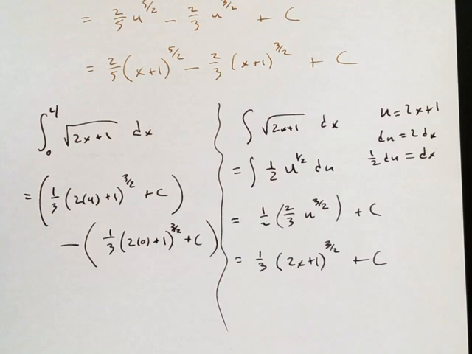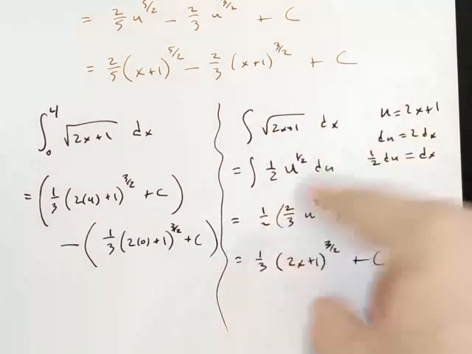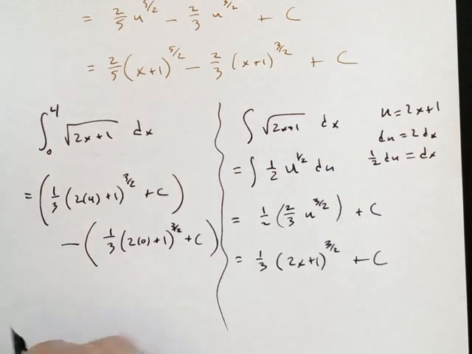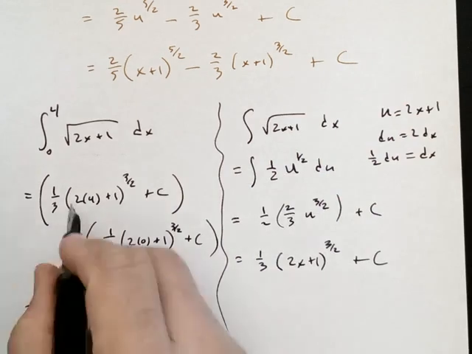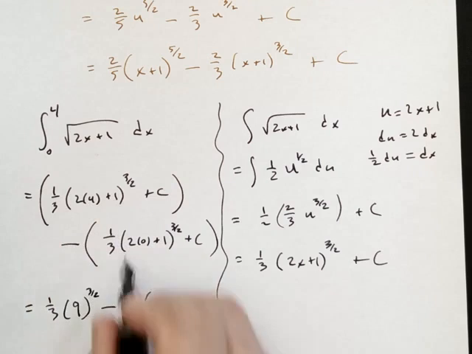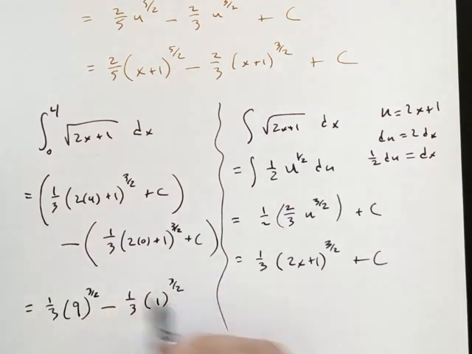What's going to happen to my plus c's? They can't interact. Which means because we were doing a definite integral, we can ignore the plus c. I had to have the plus c over here with the indefinite integral. When I'm doing definite integrals, I can ignore the plus c. So what I get is 1/3, 2 times 4 is 8, plus 1, 9 to the 3 halves, minus 1/3, 1 to the 3 halves. The plus c and the minus plus c cancel each other out.